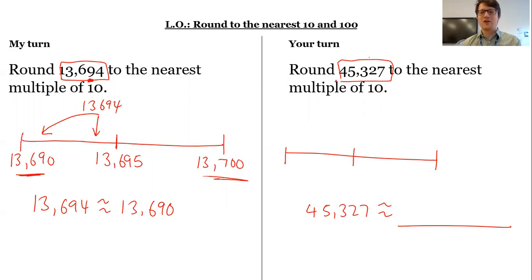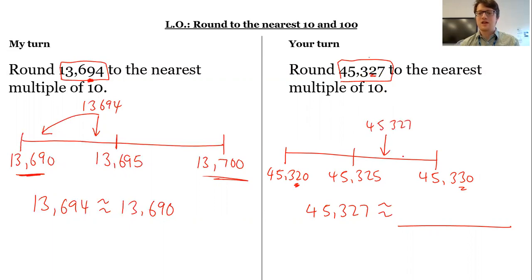So hopefully you've had a go. So 45,327, 45,320, I can hear that 2 10s, that's my lower multiple. So the next multiple of 10, I just add 10, going to be 330. So halfway will be 45,325. Again, halfway between 0 and 10 is 5. So where's 327 going to go? Well, that's going to be about here, isn't it? 45,327. So it's closer to the higher multiple of 10, 45,330.